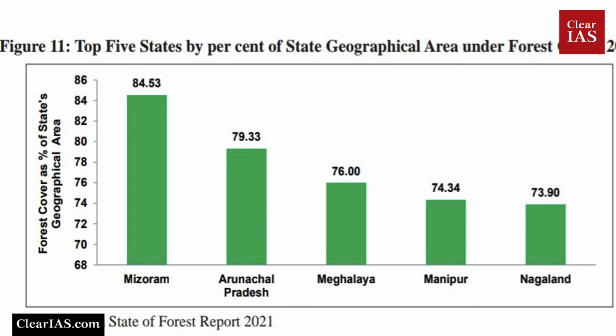This graph shows the top 5 states by percent of the state's geographical area under forest cover in the year 2021. Mizoram has 84.53% of its total geographical area under forest cover, whereas Arunachal Pradesh has 79.33% of its total geographical area under forest cover.